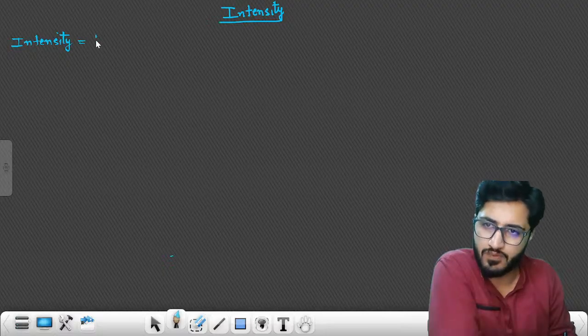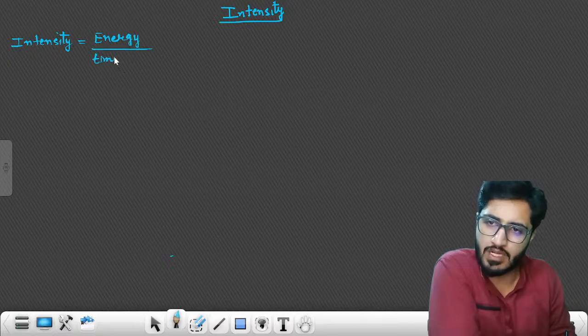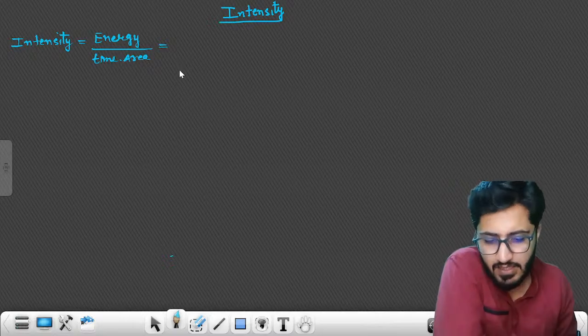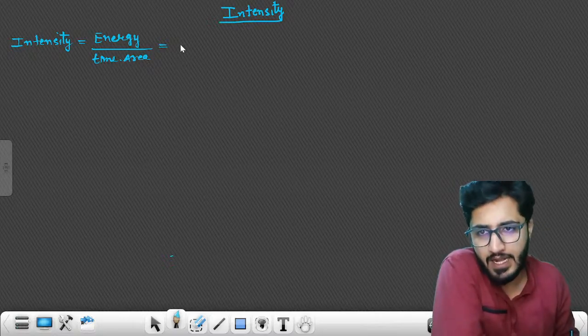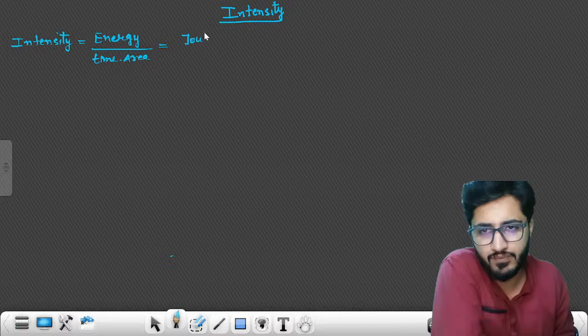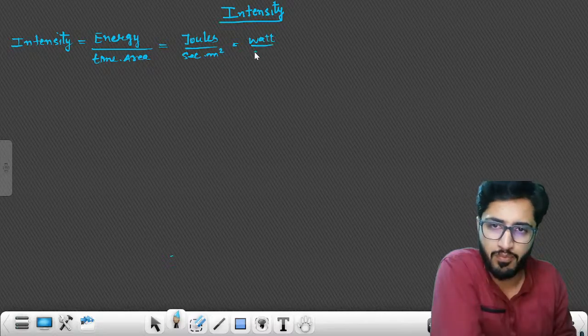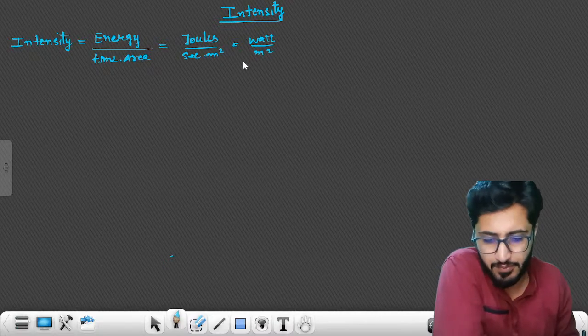Intensity is equal to energy per unit time per unit area. Energy we can measure in joules, time in seconds, area in meter square. Joules per second means watt, so intensity is watt per meter square.